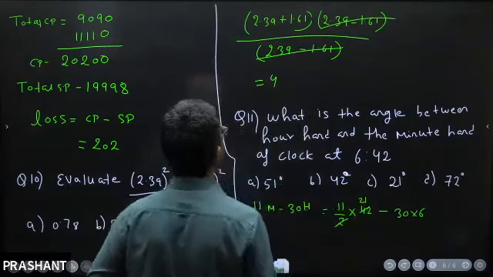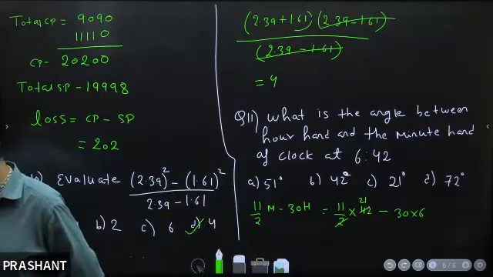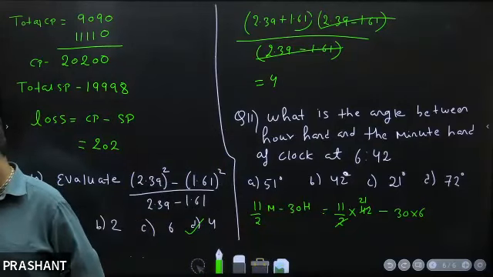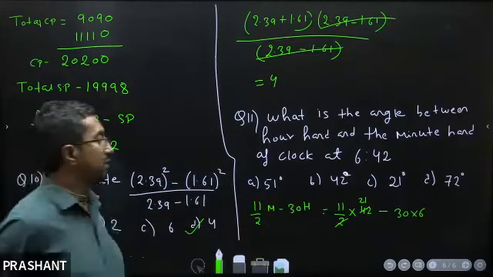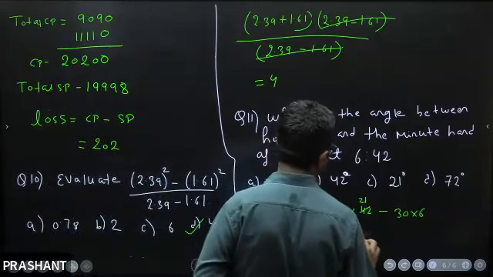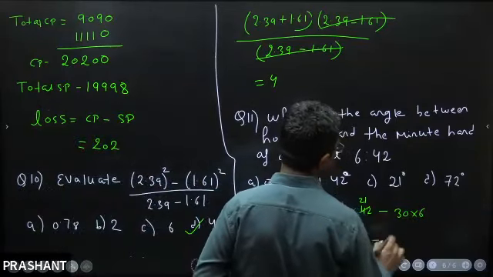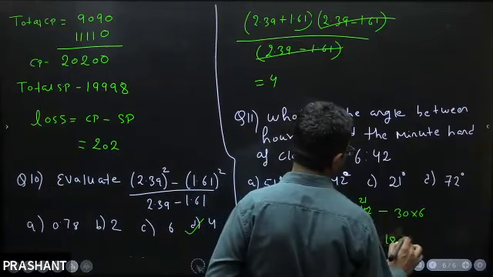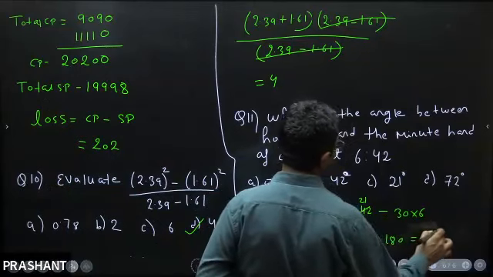So that is 2 ones are 22. So 21 into 11 कितना होता है? What is 21 into 11? 231. So 231 minus 180. So 51 degrees.